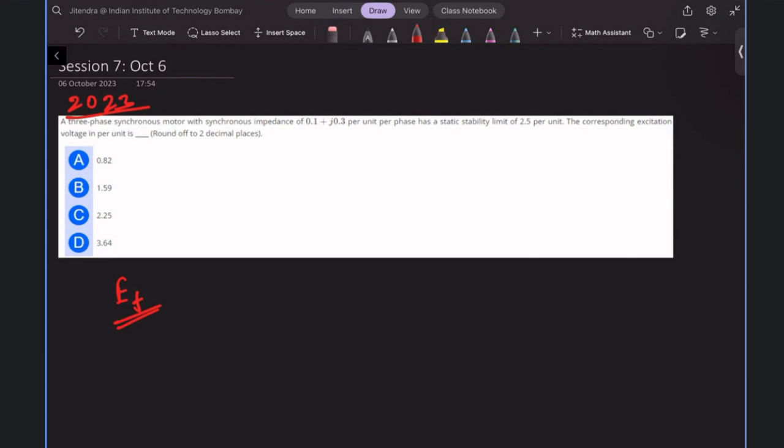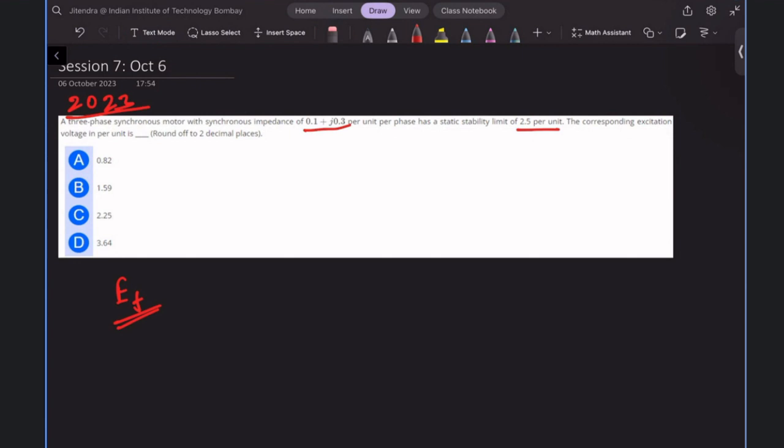Because we have been given a static stability limit of 2.5 per unit. So the question is dealing with per unit components, and here synchronous impedance is also given, right? So I think you might know the expression of a static stability limit if there is no resistance. If there are only inductances, then you can directly put Vt into EF by XS sine delta, right? But here we cannot do that.